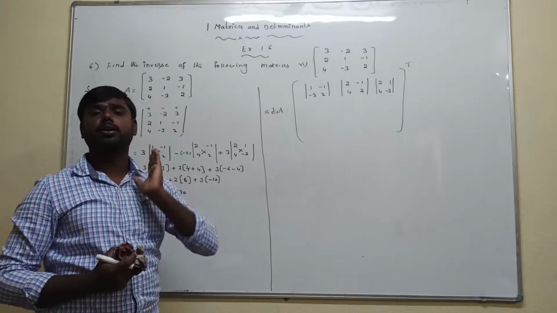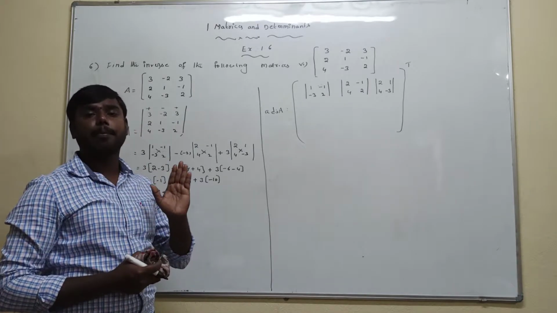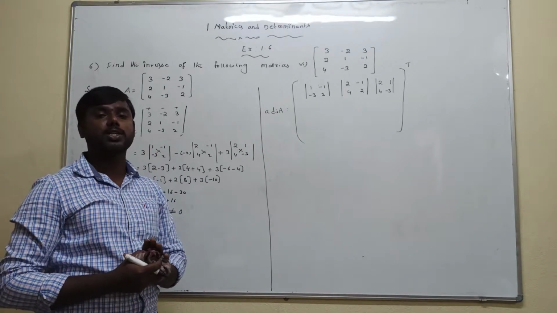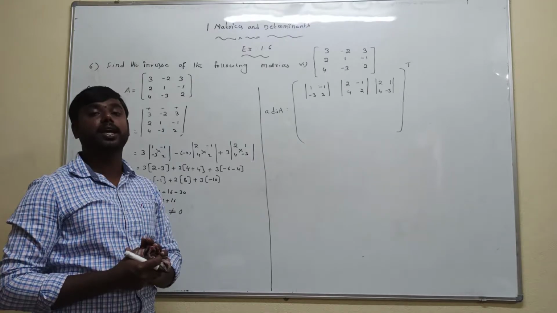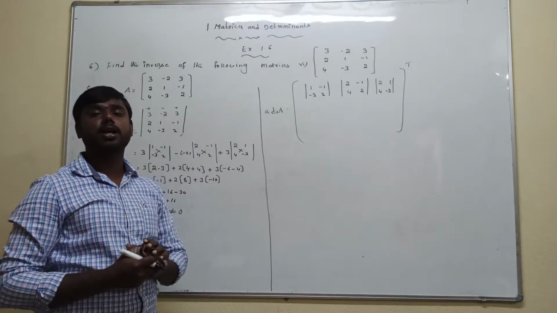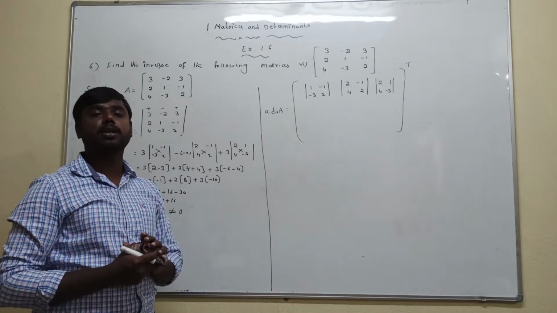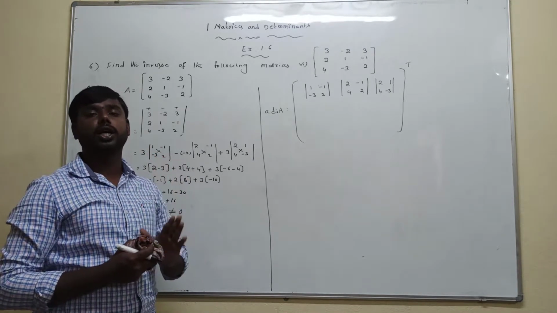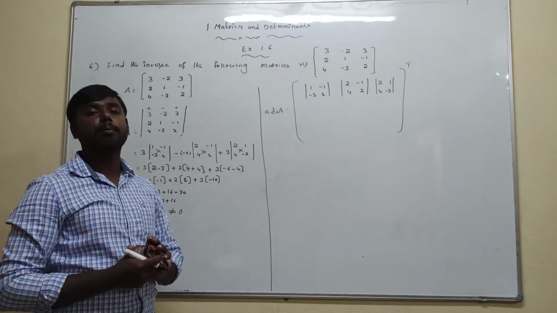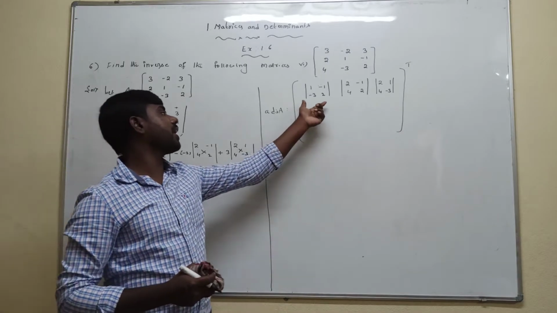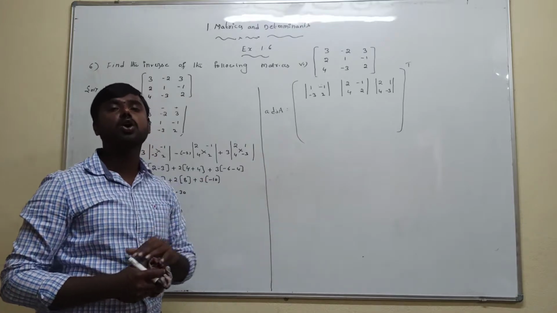Capital Aij is nothing but the cofactor of the element small aij. Capital Aij is equal to (-1) to the power of i plus j into Mij. Mij is nothing but the minor of the element. The minor of the element is obtained by deleting the ith row and jth column, and then what is left of the element is called the minor. That's why first we are finding the minor of each and every element. After that, put the sign, and then it is called a cofactor.